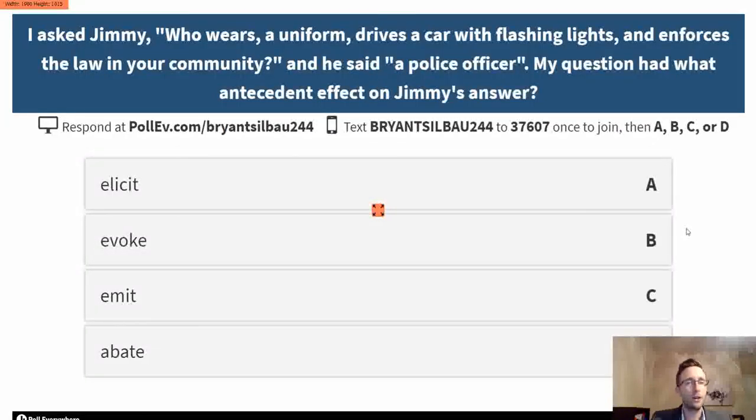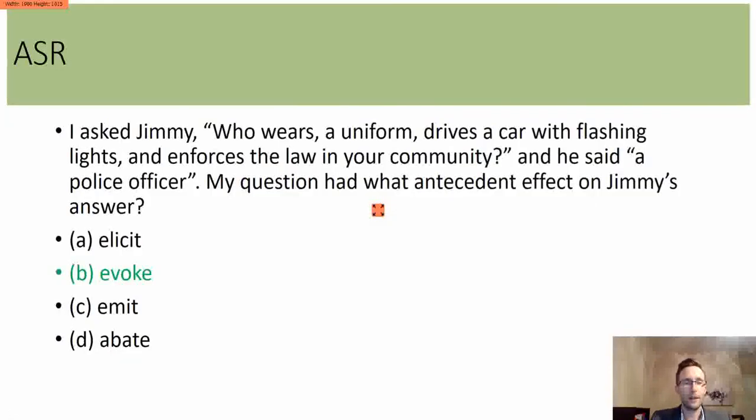I asked Jimmy, who wears a uniform, drives a car with flashing lights, and enforces the law in your community? Jimmy said, a police officer. My question had what antecedent effect on Jimmy's answer? A, elicit, B, evoke, C, emit, or D, abate? Give me a few more seconds. Alright, I'll close the poll. Answer is B, evoke.